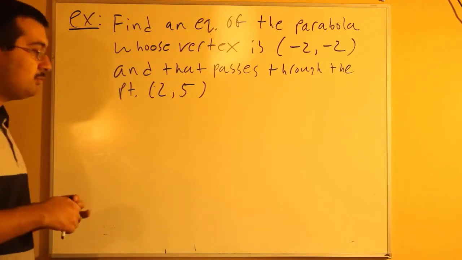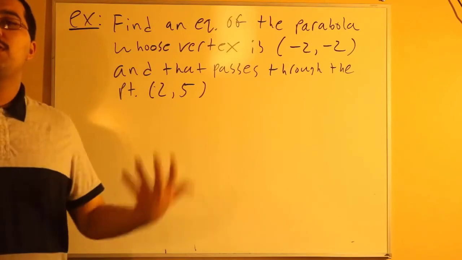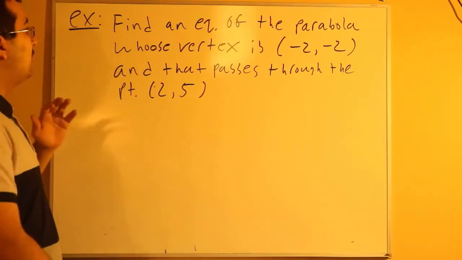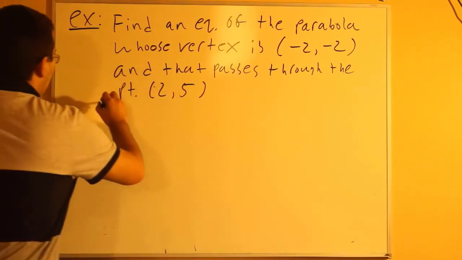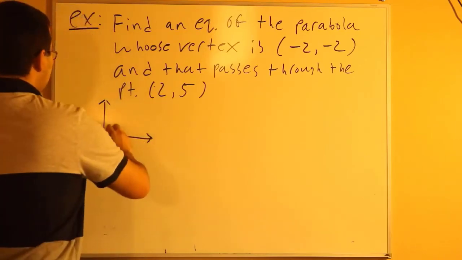Now then, well, we understand something. We're talking about parabolas. So let's go ahead and see if we can create a quick sketch of this parabola just using these 2 points. So I understand that's -2, -2.